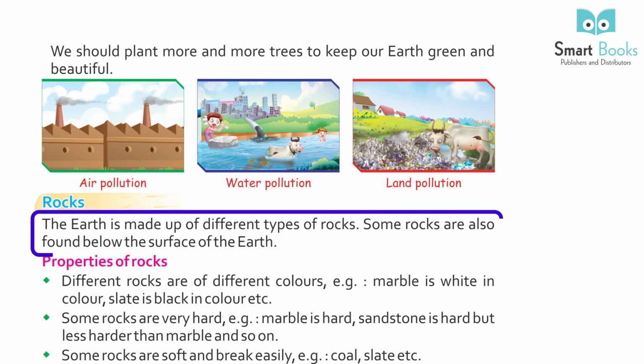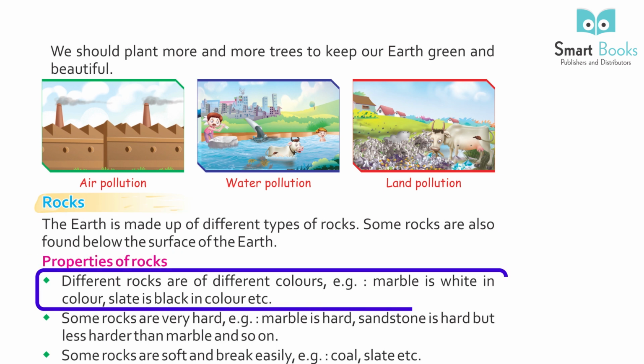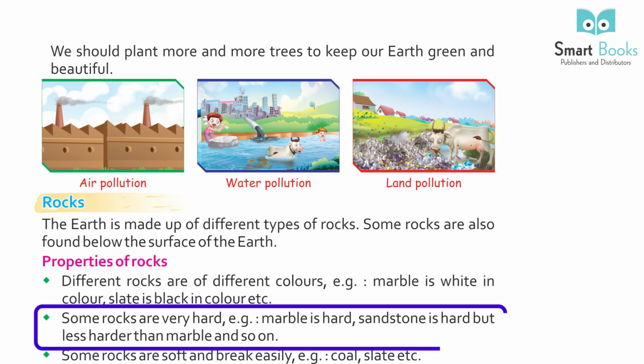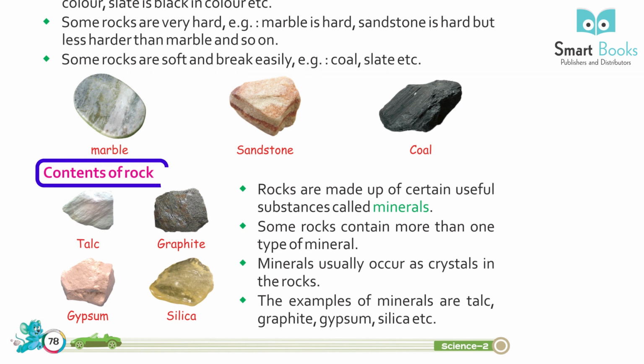Rocks. The Earth is made up of different types of rock. Some rocks are also found below the surface of the Earth. Properties of rocks. Different rocks are of different colors. For example, marble is white in color, slate is black in color, etc. Some rocks are very hard. For example, marble is hard. Sandstone is hard, but less hard than marble, and so on. Some rocks are soft and break easily. For example, coal, slate, etc.